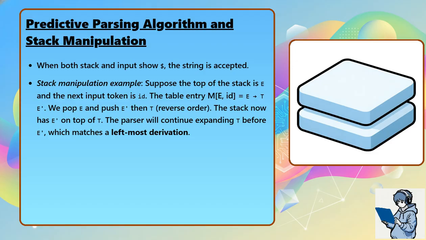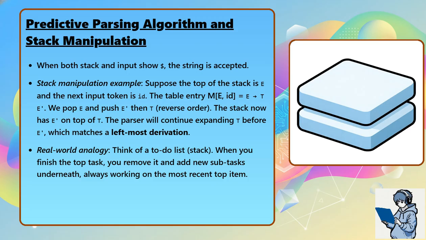Stack manipulation example. Suppose the top of the stack is E and the next input token is identifier. The table entry M[E, id] equals E goes to T E prime. We pop E and push E prime then T, in reverse order. The stack now has T on top of E prime. The parser will continue expanding T before E prime, which matches a leftmost derivation.